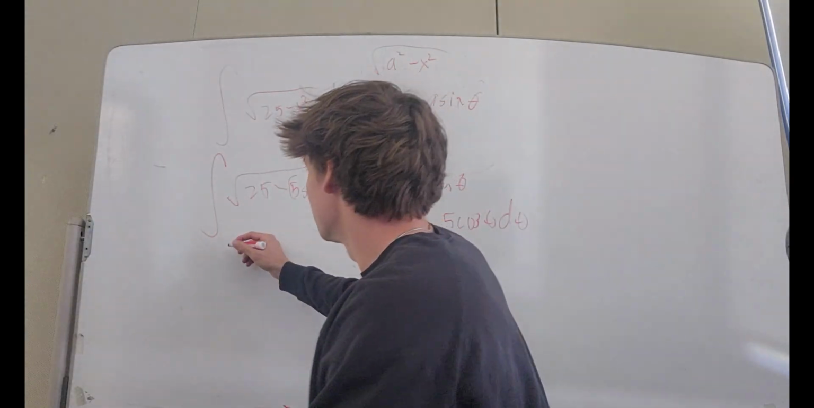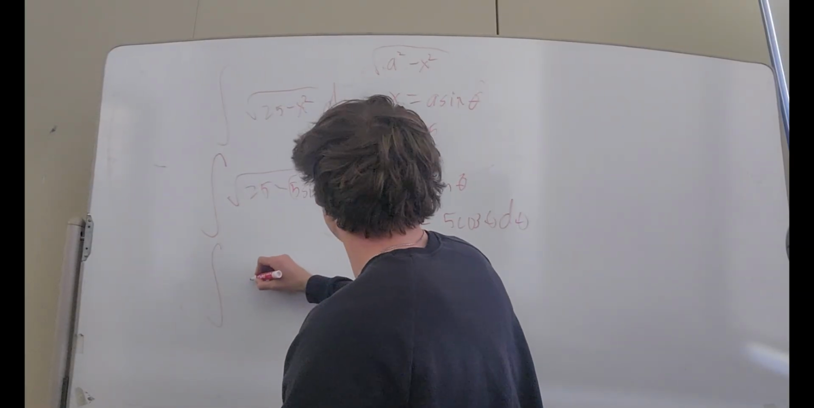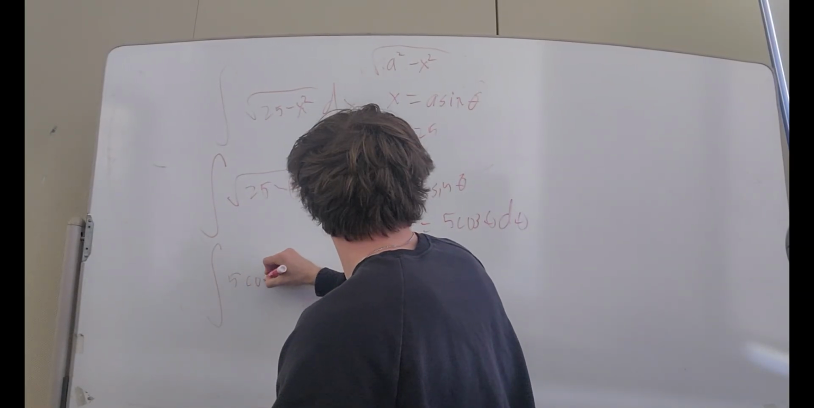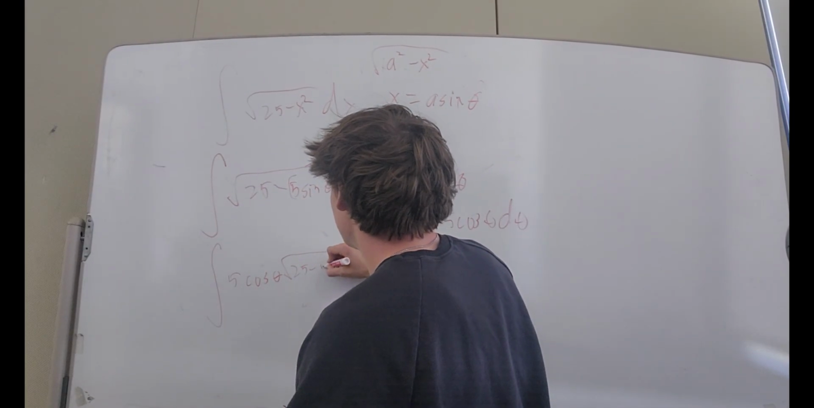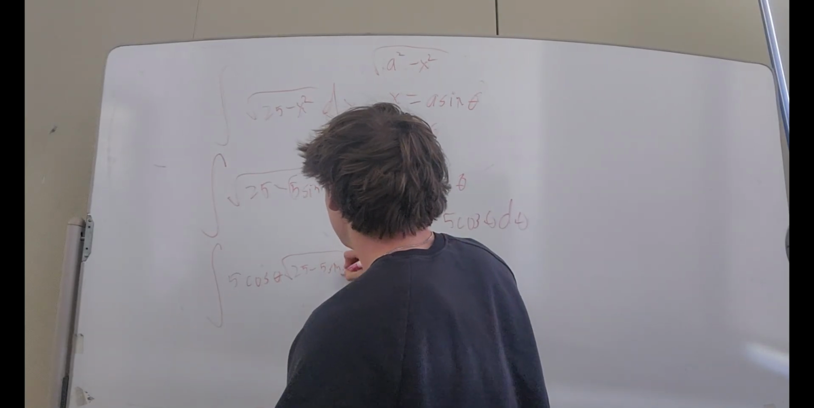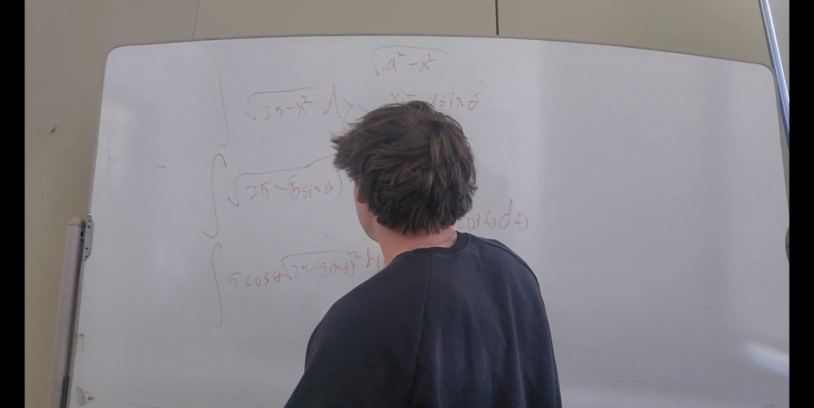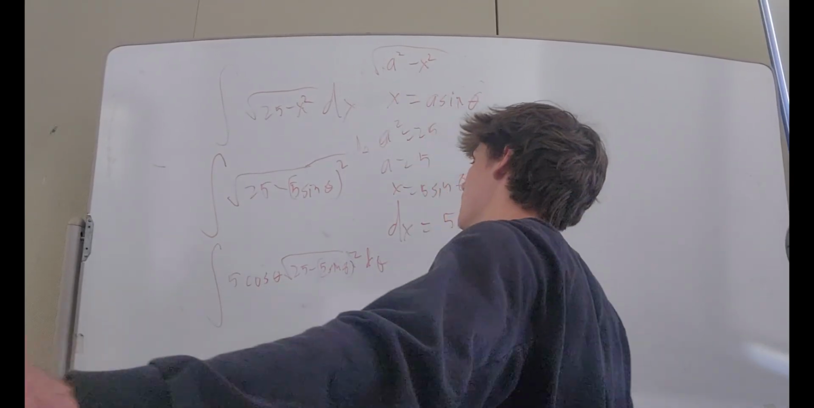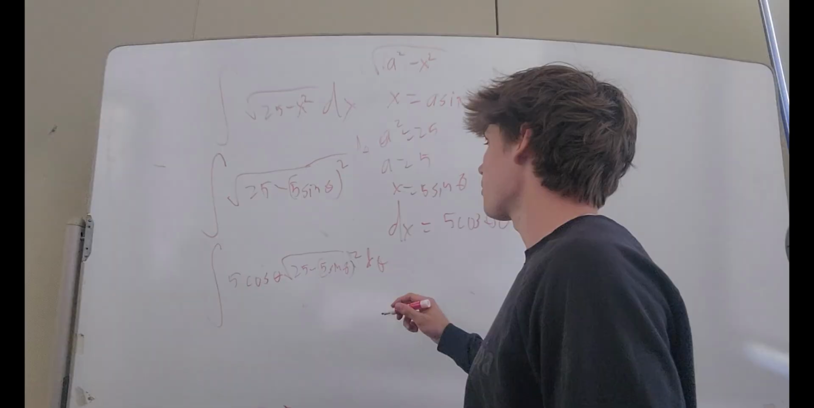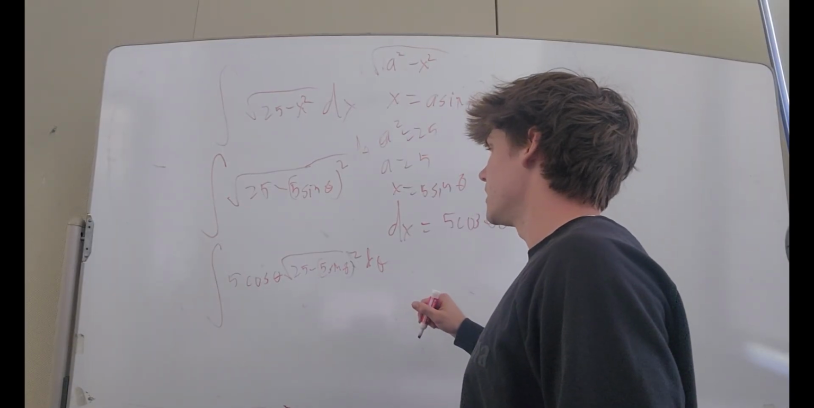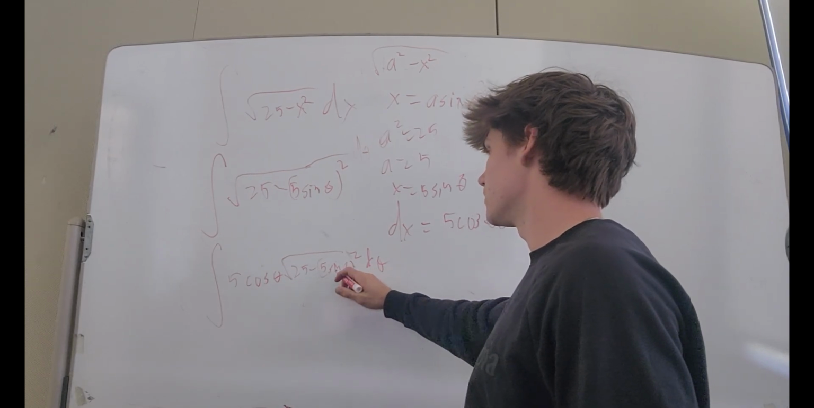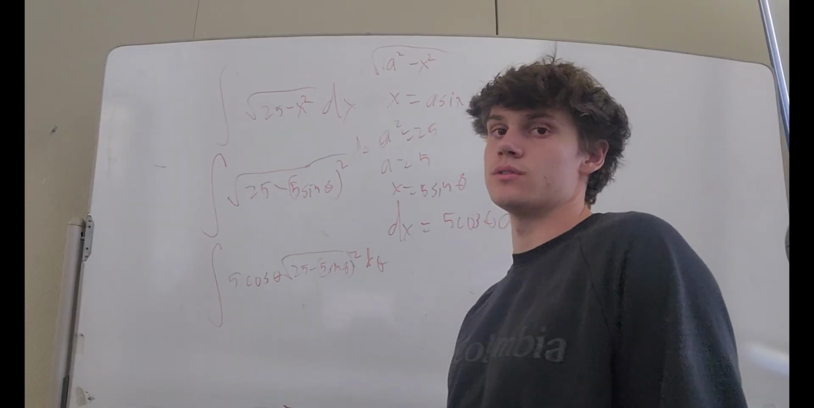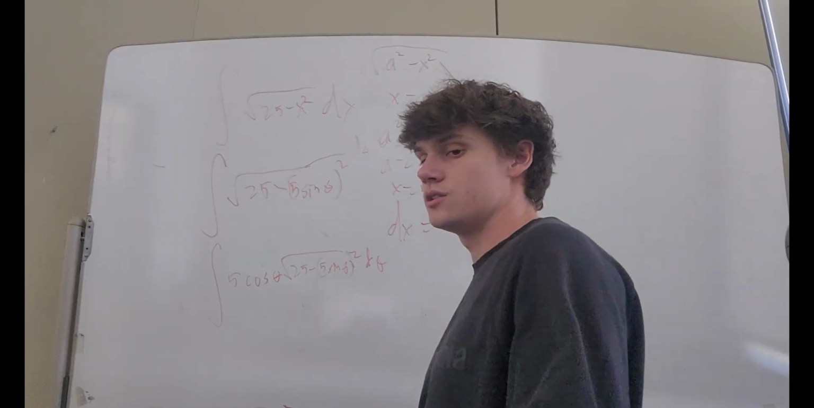So dx equals this. I'll rewrite it down here. This is now 5 cosine theta times this d theta. And now we can start to simplify what's under the square root, because the goal is you need to be able to get rid of the square root, otherwise you're never going to be able to integrate it.